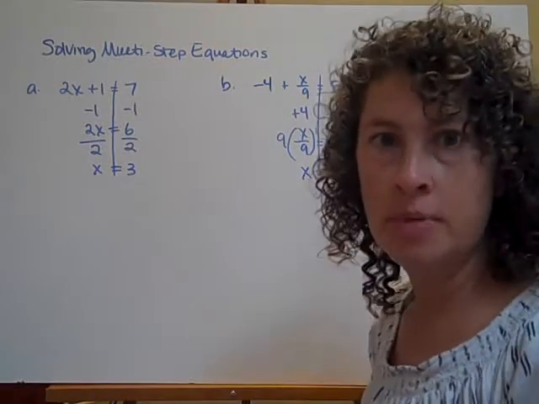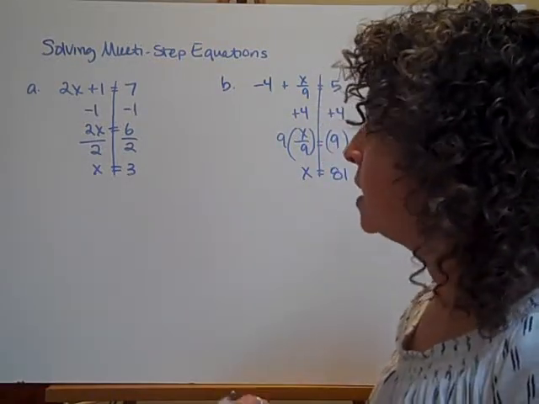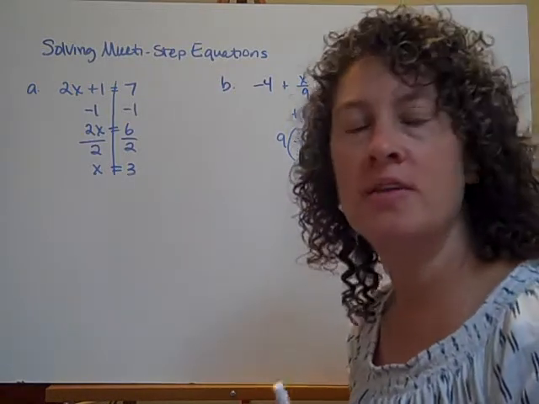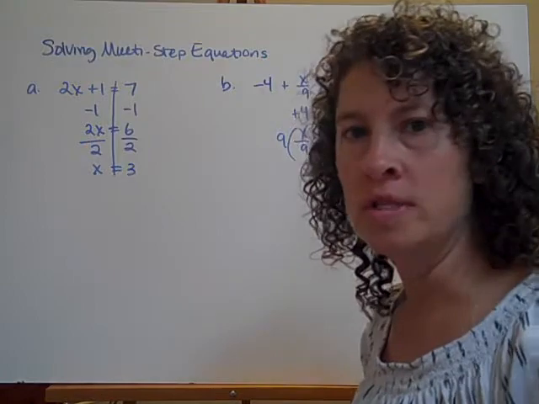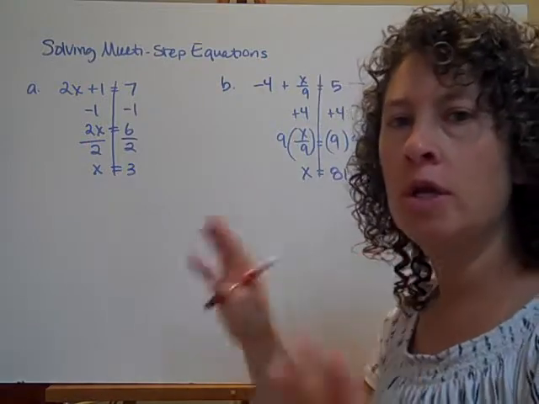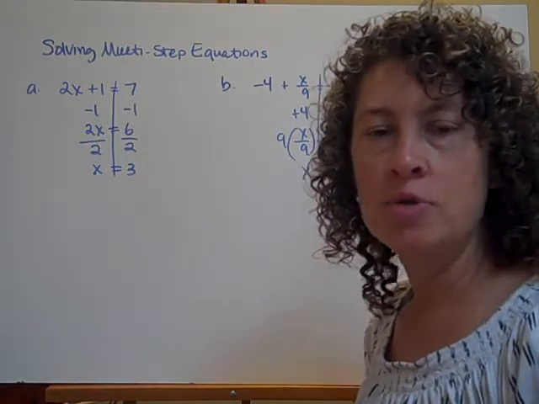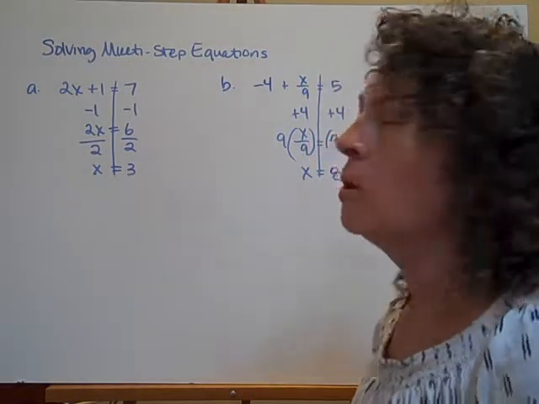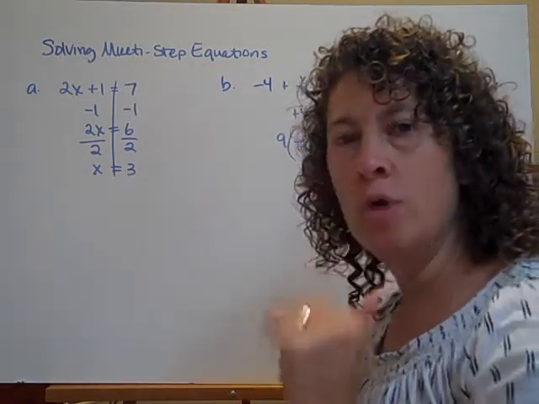Solving multi-step equations. So now we're going to look at equations where instead of just one step to isolate the variable, we need to do more than one step to isolate the variable. So we're going to start looking at all of those operations, adding, subtracting, multiplying, and dividing, kind of coming at us all at once. So again, we want to think about kind of undoing our order of operations.